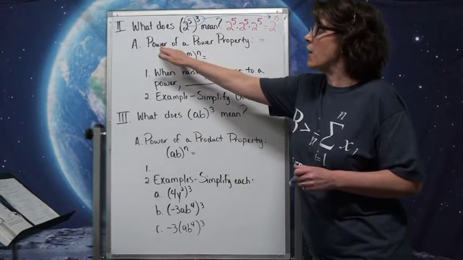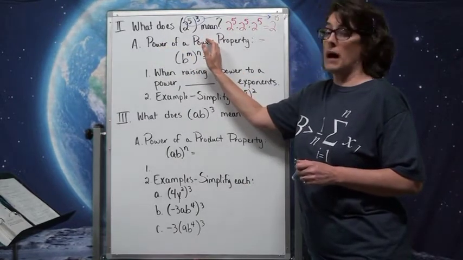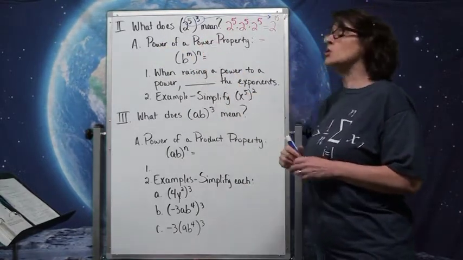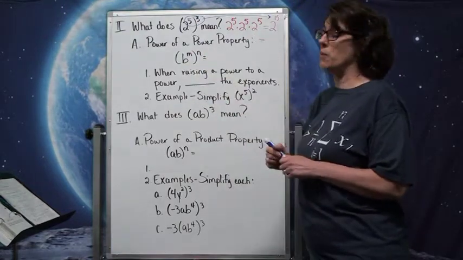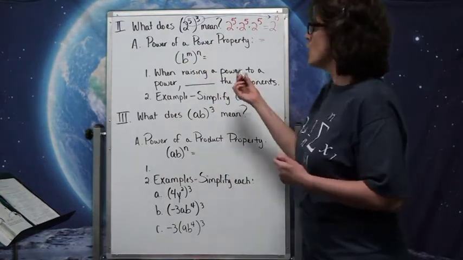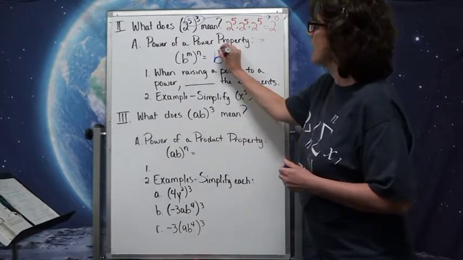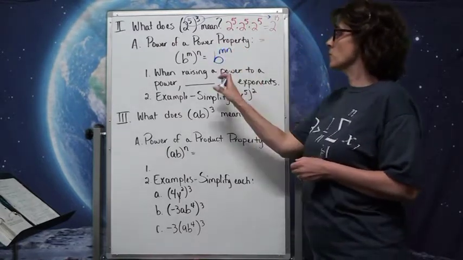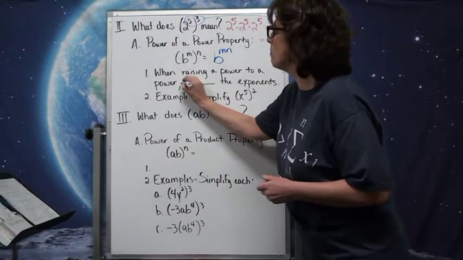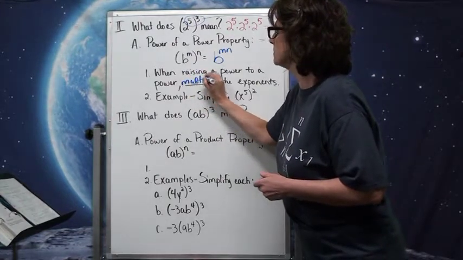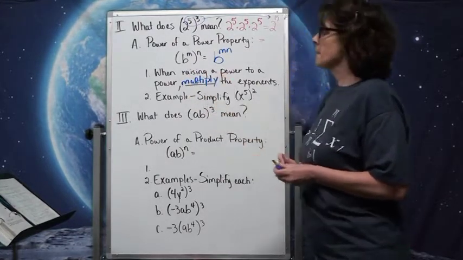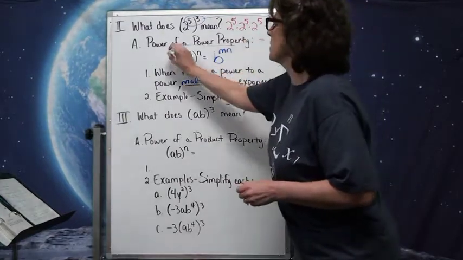I'm taking a power, I'm raising it to a power, the power of a power. And so what it says is when I take a power and I raise it to a power, I multiply those exponents. So again, I'm going to keep the base because it's all about the base, and I'm going to multiply those exponents. When raising a power to a power, you multiply the exponents. So this is what my property says.